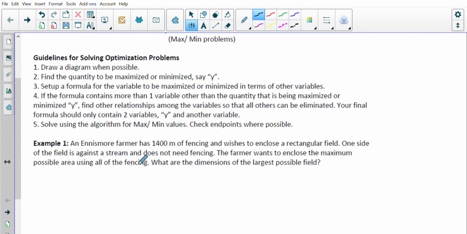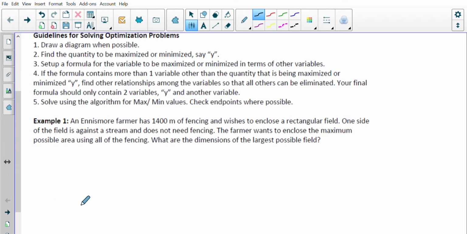We start off with: a farmer has 1,400 meters of fencing and wishes to enclose a rectangular field. But one side of the field is against a stream and does not need fencing. So the farmer wants to enclose the maximum possible area using all of the fencing. What are the dimensions of the largest possible field?